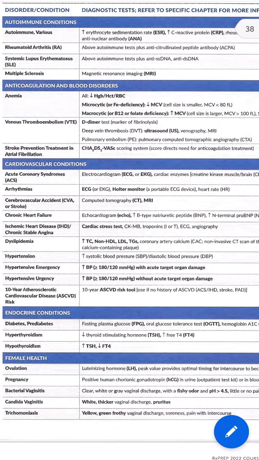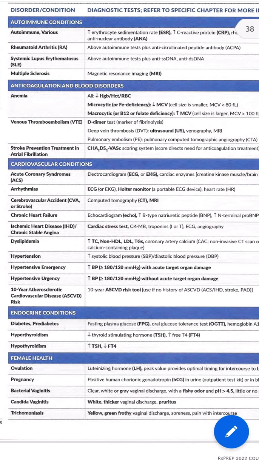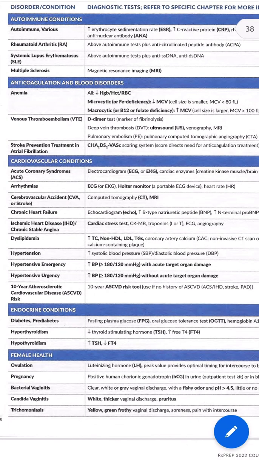For systemic lupus erythematosus, SLE, you look at ESR, CRP, RF, or anti-nuclear antibody, plus anti-single-strand DNA and anti-double-strand DNA. For multiple sclerosis, you look at magnetic resonance imaging, MRI.